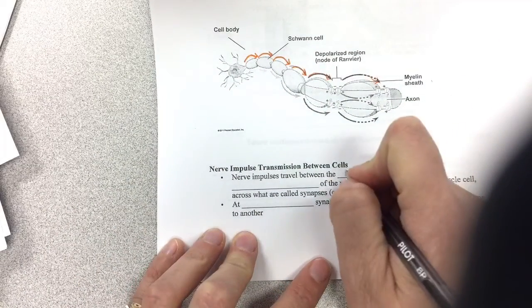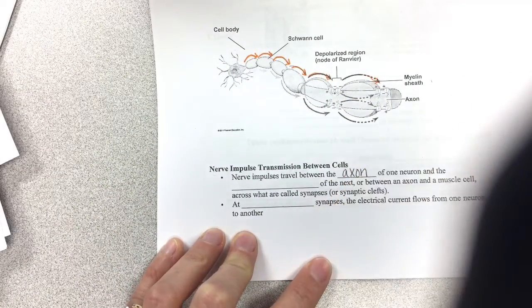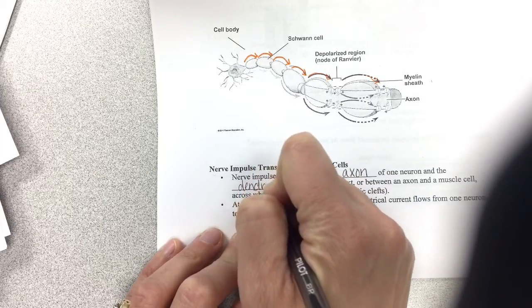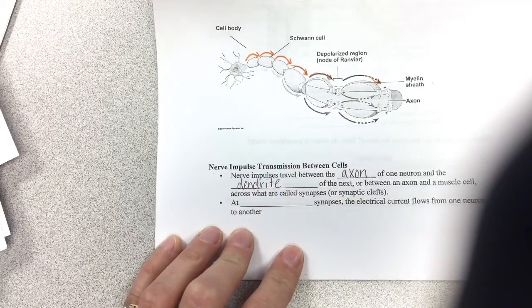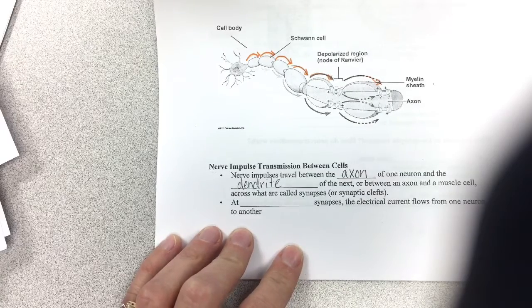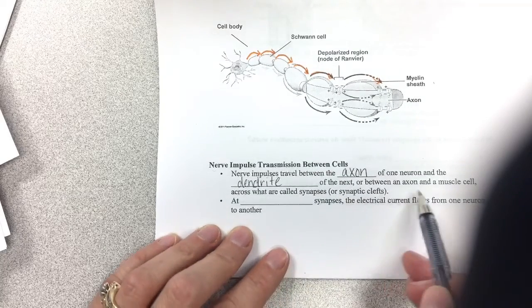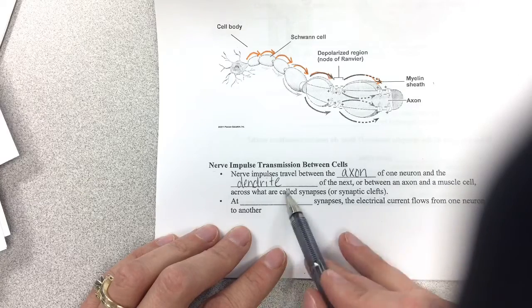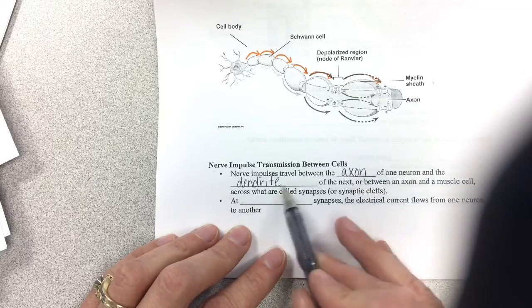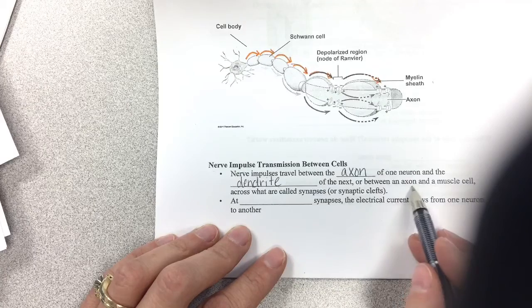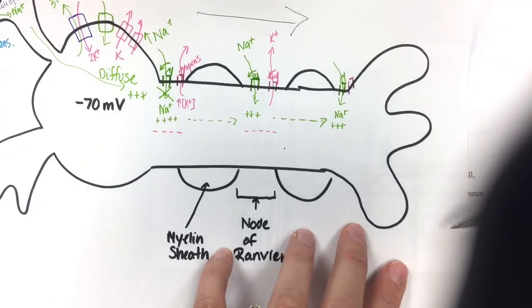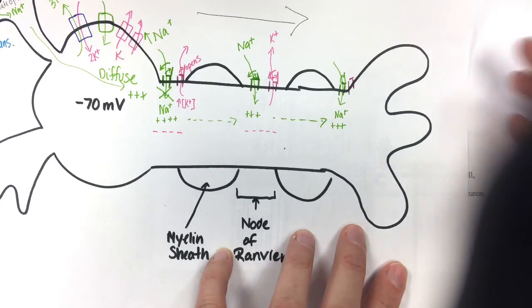Nerve impulses travel between the axon of one neuron and the dendrite of the next neuron. Remember, the dendrites are what receives the stimulus. Or it can be between an axon and a muscle cell. It doesn't have to be another neuron. So it can be between one neuron and another neuron, or the postsynaptic cell, the cell receiving the signal, can be a muscle cell.